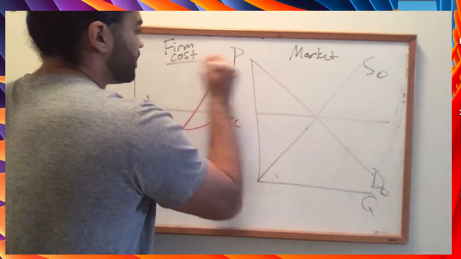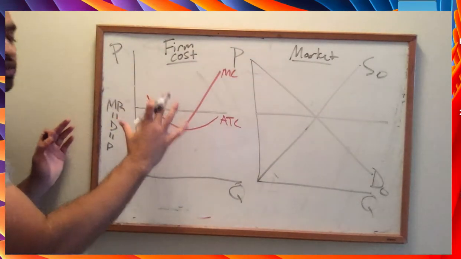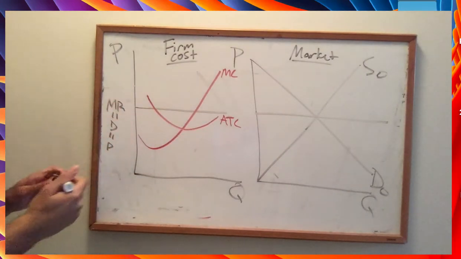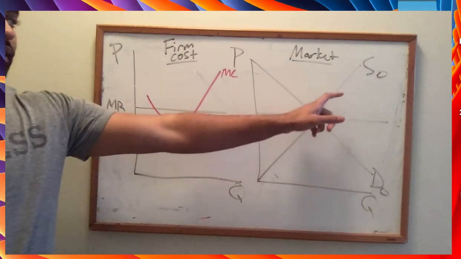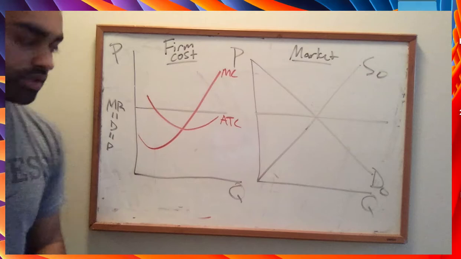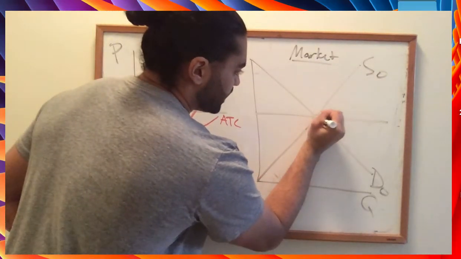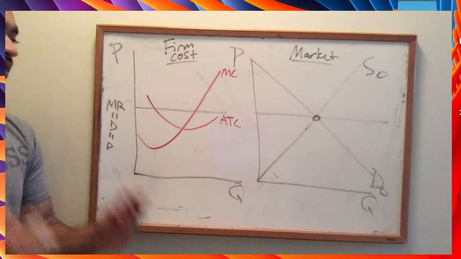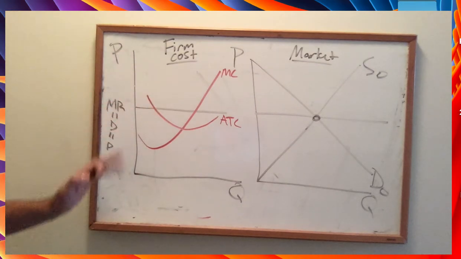So it's important to remember every firm has their own cost structure, but there's one market. Now this market dictates the price that's set. So whatever price is set where supply and demand intersect, at this point right here, that's going to be the price set by this market in a perfectly competitive market. So again, we're looking at perfect competition right now.